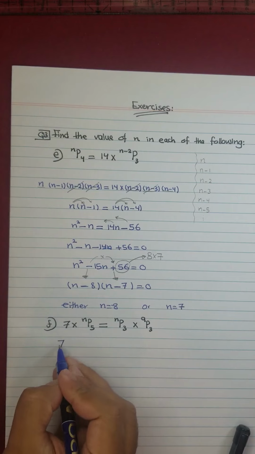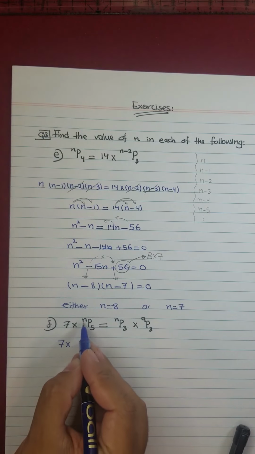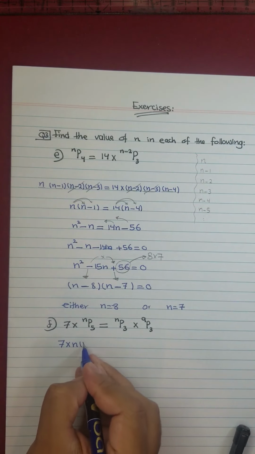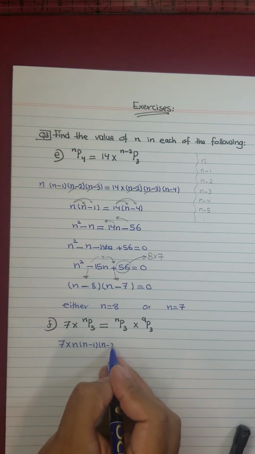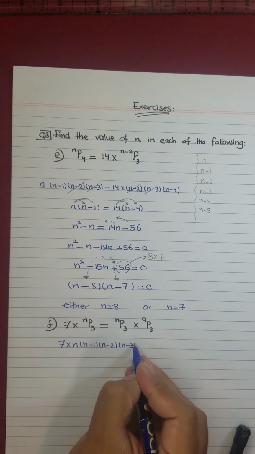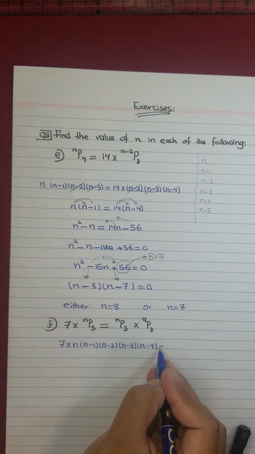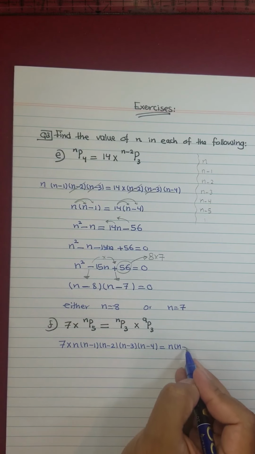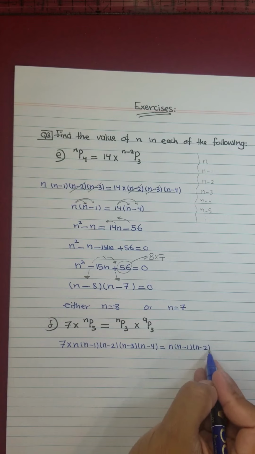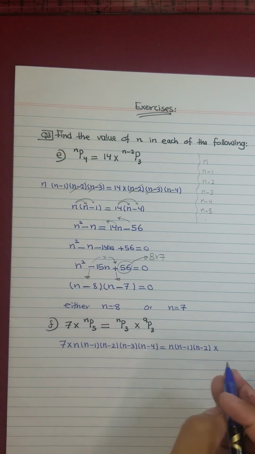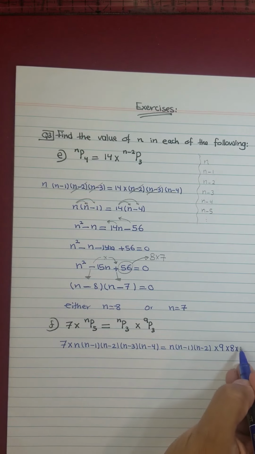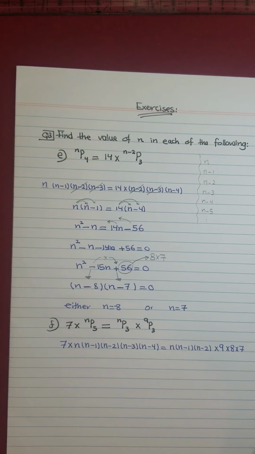So we have 7 here times 5 actions that are starting with n. So n, n minus 1, n minus 2, n minus 3, and n minus 4. These are 5 actions equals to n permutation 3, 3 actions starting with n. So n, n minus 1, n minus 2 times 9 permutation 3. So this is 3 actions starting with 9. So 9 times 8 times 7. Okay. We have made ourselves a mess right now, but we can simply clean this mess out.